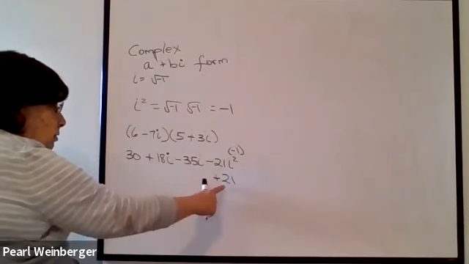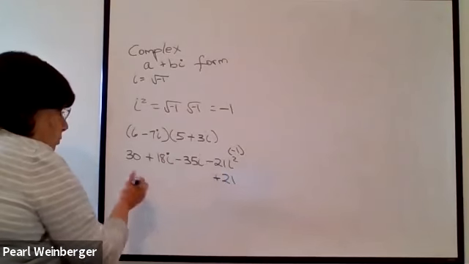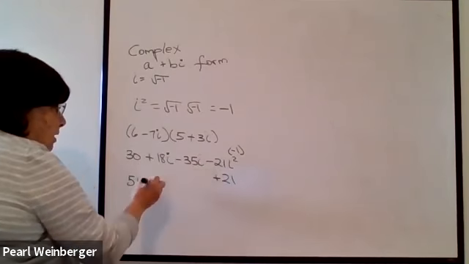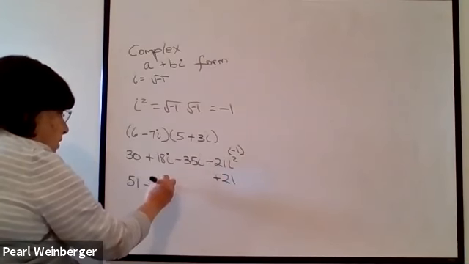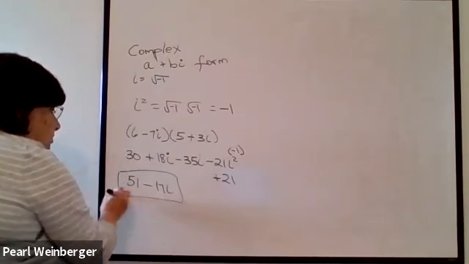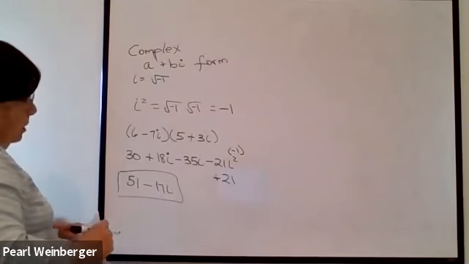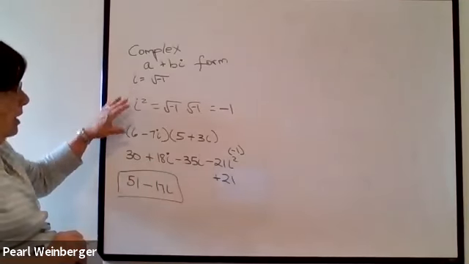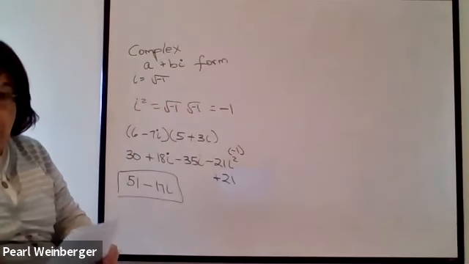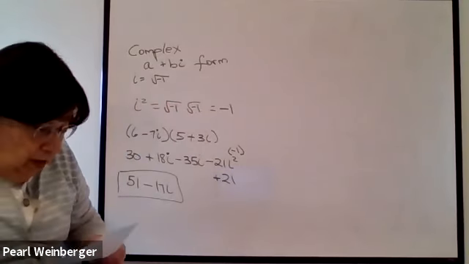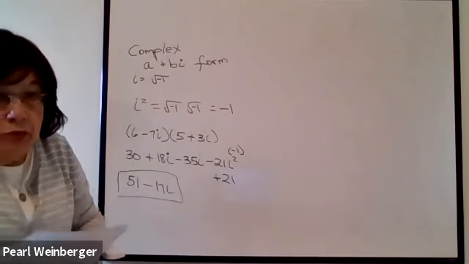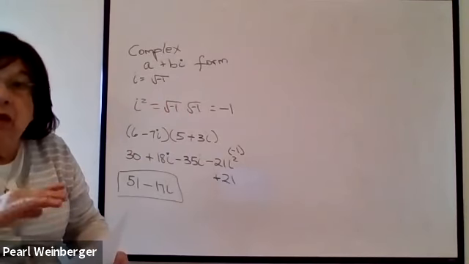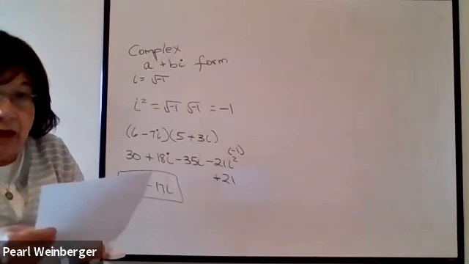Now I combine the like terms, the 30 and the 21, which is 51. And the 18i minus the 35i, which is negative 17i. And this is your answer. Notice it's an a plus bi form because it has a real number and it has an i number. That's how we multiply complex numbers. Notice you don't really have to know too much more than you already know. If you know that i squared equals negative 1, you really can work with these imaginary and complex numbers.